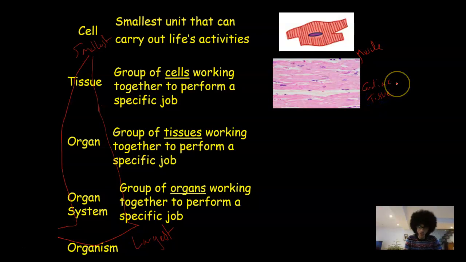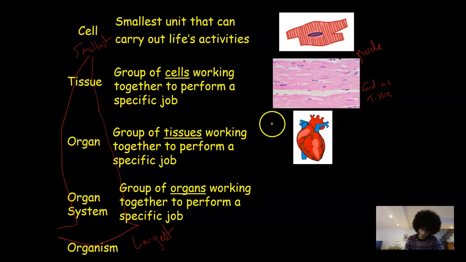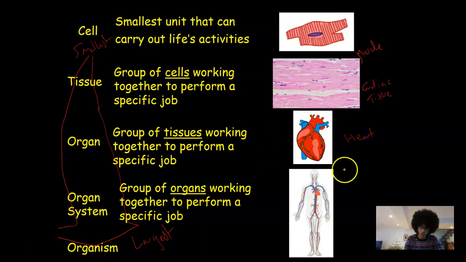Now you can have lots of different types of cardiac tissue working together to form an organ, and the organ in this case will be the heart, okay? And then the heart is part of a bigger system in the human body, which is the circulatory system, all right? And then the circulatory system can work with lots of other systems in the body, such as the respiratory system, the nervous system, and so forth, to create the organism, which is a human. So you can see how you start with very small cells, and then as they work together to form tissues, organs, and organ systems, you eventually form an organism. So it's how organisms are structured and organized.